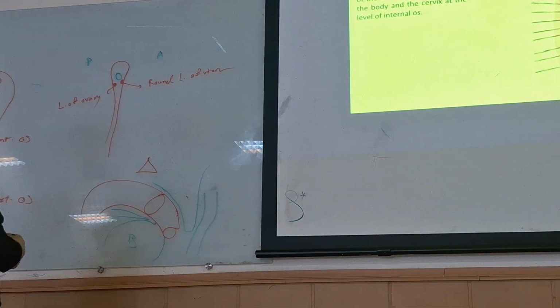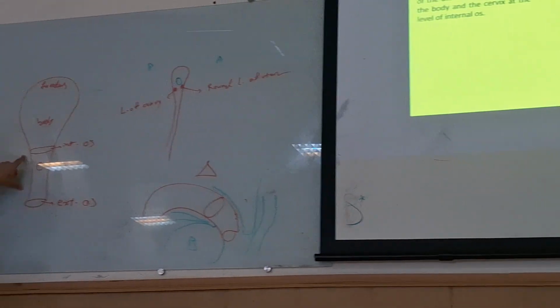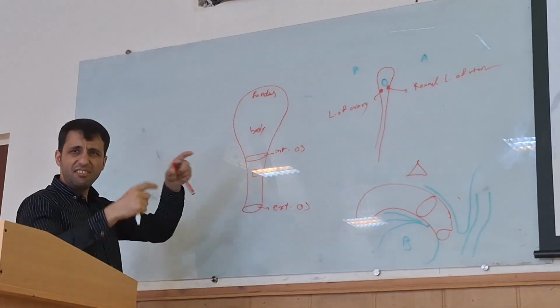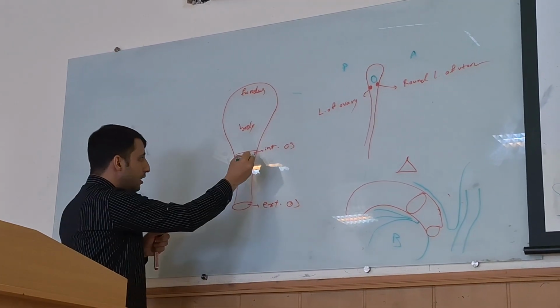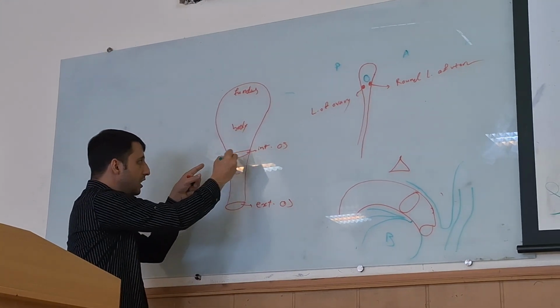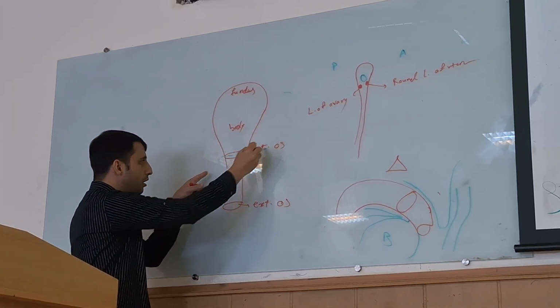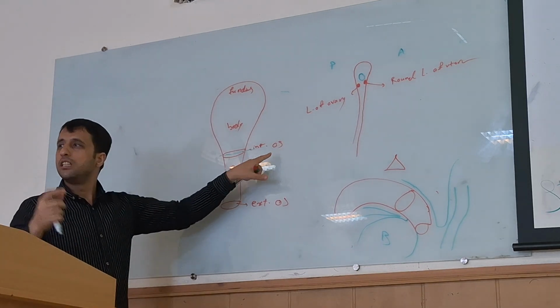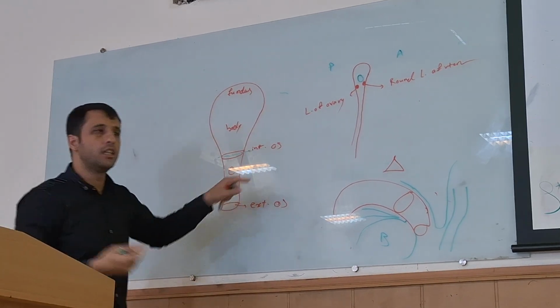Where is the isthmus? Here, when the cervix attaches to the body, okay, we have a restricted area. This restricted area is located at the level of internal os. It is named isthmus of the uterus.